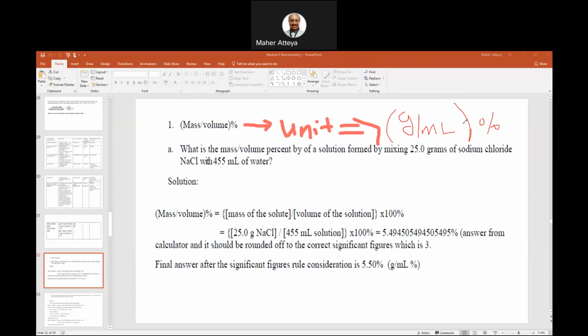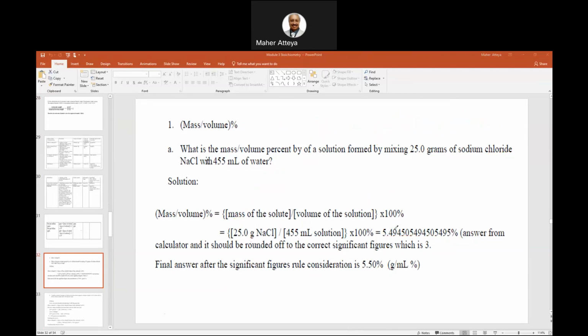So we have 25 grams, the mass of the solute. That's the solute, sodium chloride called the solute. And the solvent is 455 milliliter. You divide 25 over 455. You have to watch for the sig figs. This is 3 here, correct? So your answer has to come out with 3. This came from the calculator. See how many significant figures? That's too long.